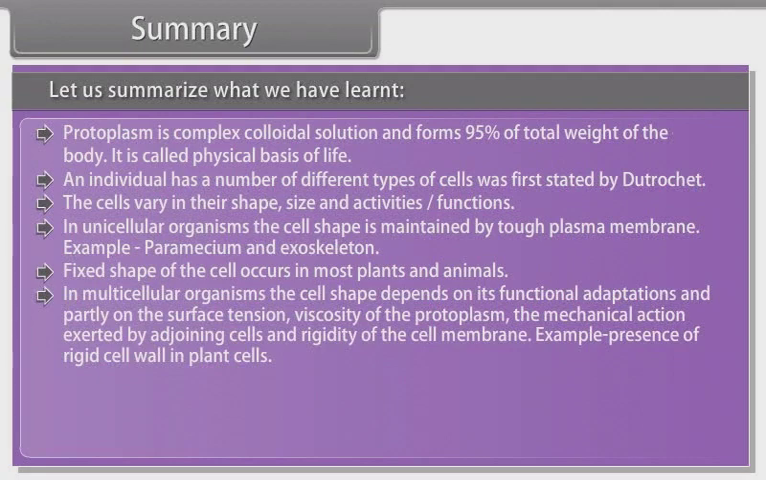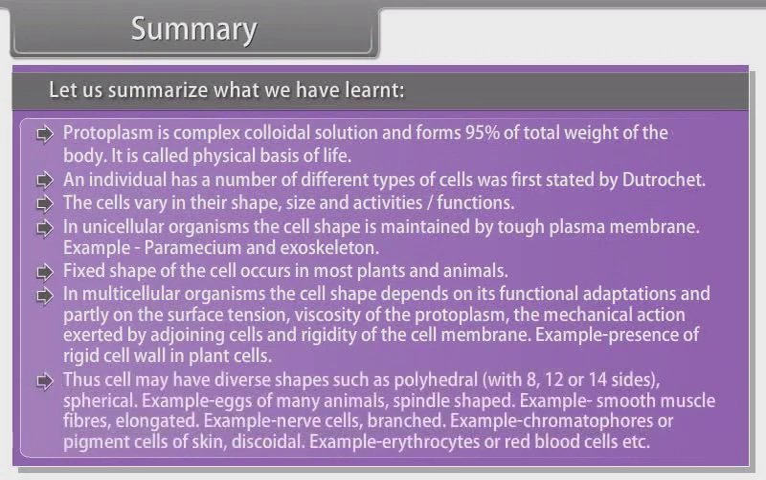In multicellular organisms, the cell shape depends on its functional adaptations and partly on the surface tension, viscosity of the protoplasm, the mechanical action exerted by adjoining cells, and rigidity of the cell membrane. Example, presence of rigid cell wall in plant cells. Thus, cell may have diverse shapes such as polyhedral with 8, 12 or 14 sides, spherical, example, eggs of many animals, spindle-shaped, example, smooth muscle fibers, elongated, example, nerve cells, branched, example, chromatophores or pigment cells of skin, discoidal, example, erythrocytes or red blood cells, etc.